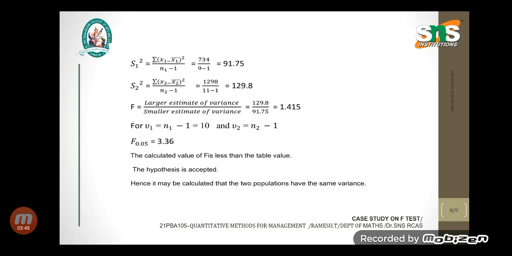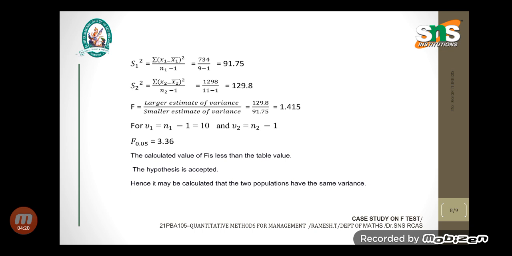Now the variance of the first data is 734 divided by n1 minus 1. That means 9 minus 1 is 8. Then we get 91.75. The second variance is similarly 1298 divided by 11 minus 1, that is 129.8. So the F-test is the larger estimate of variance divided by the smaller estimate of variance. That becomes 129.8 divided by 91.75. Using this we get 1.415.